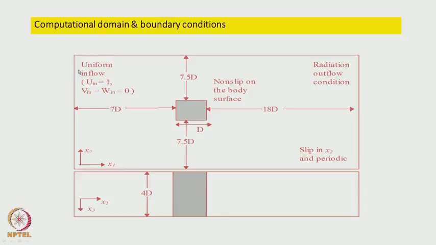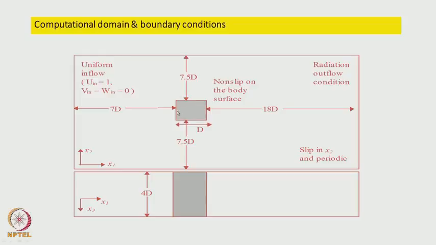and we specify the inlet condition as uniform inflow, u in equal to 1, and v in and w in equal to 0. So, the other two components of velocity are 0, only u velocity is 1, and the characteristic dimension for this problem is the diameter of the cylinder, which is given here as d. So, the computational domain is represented based on this characteristic dimension d.